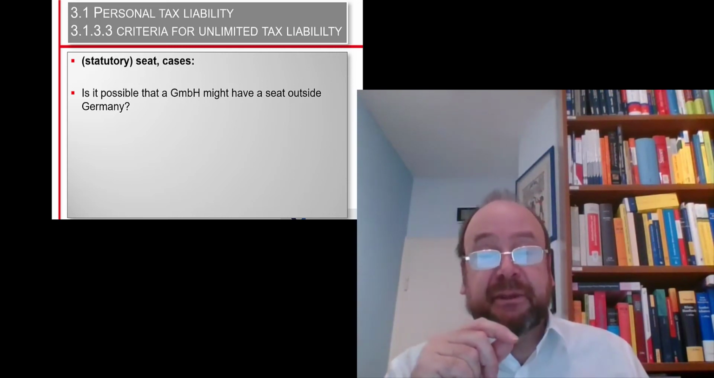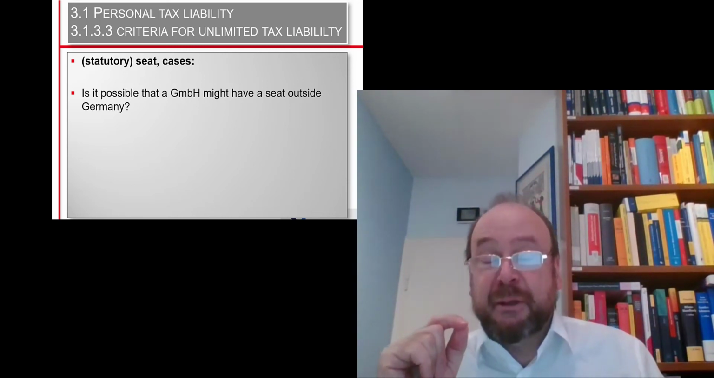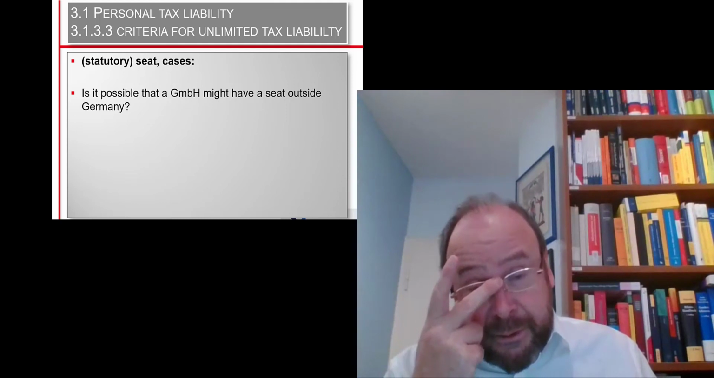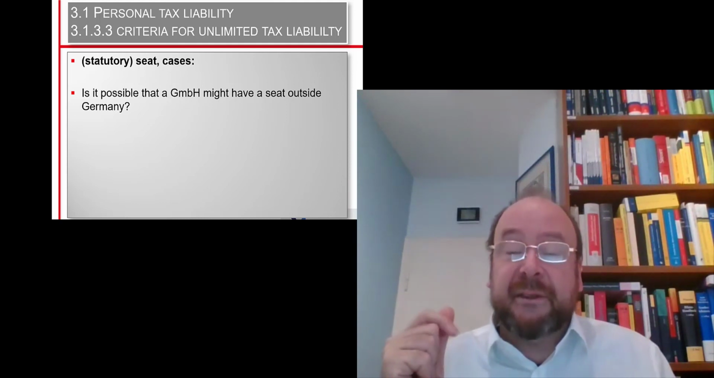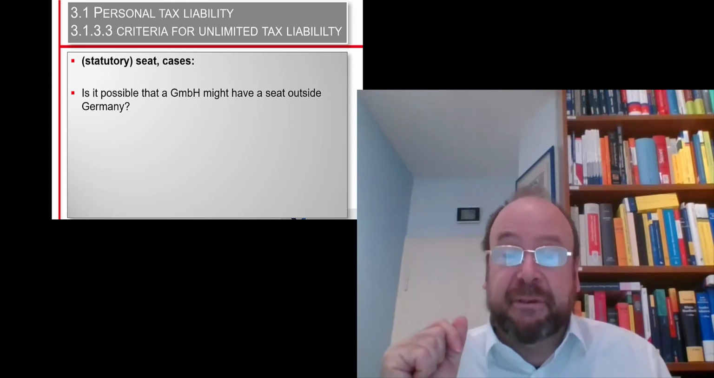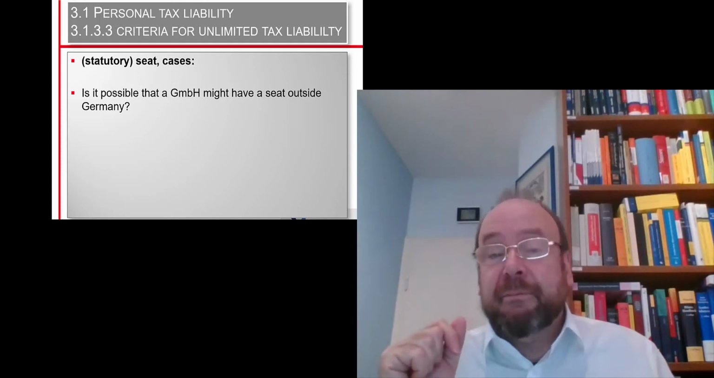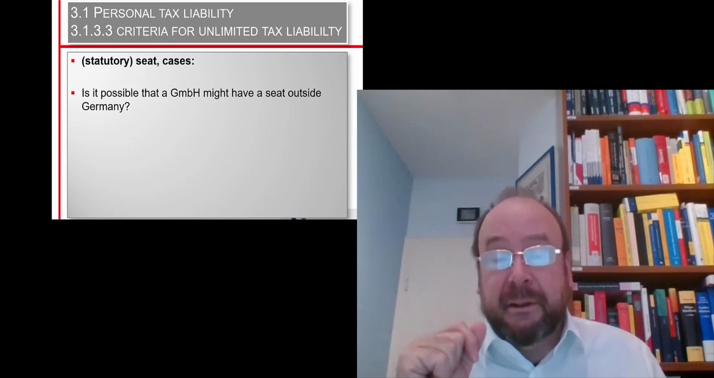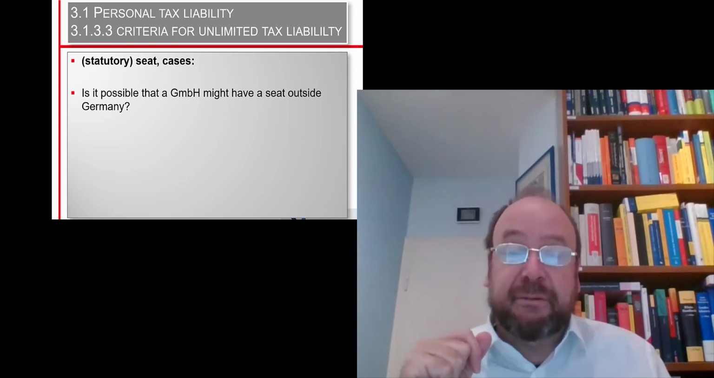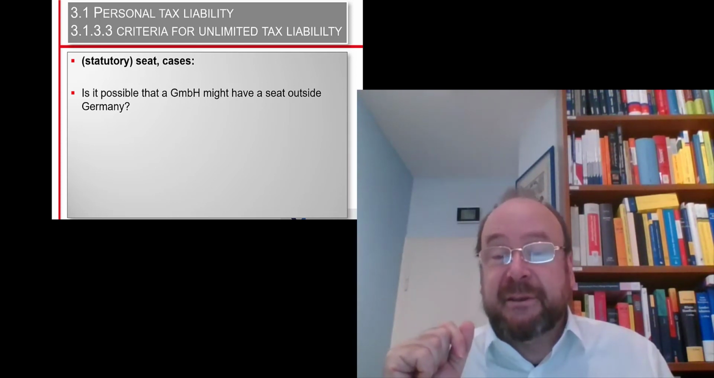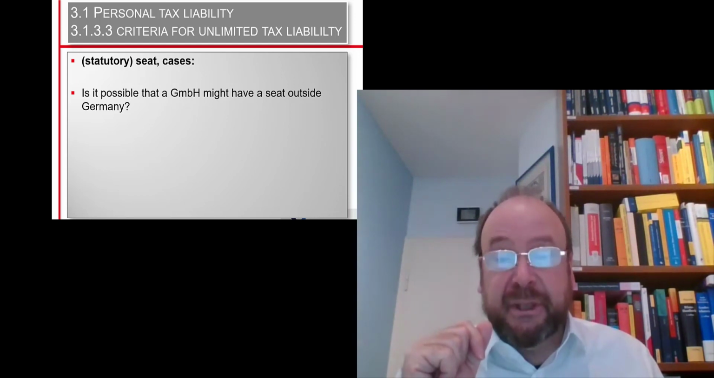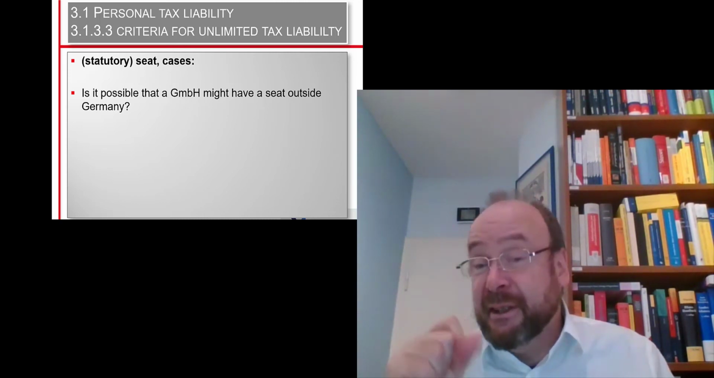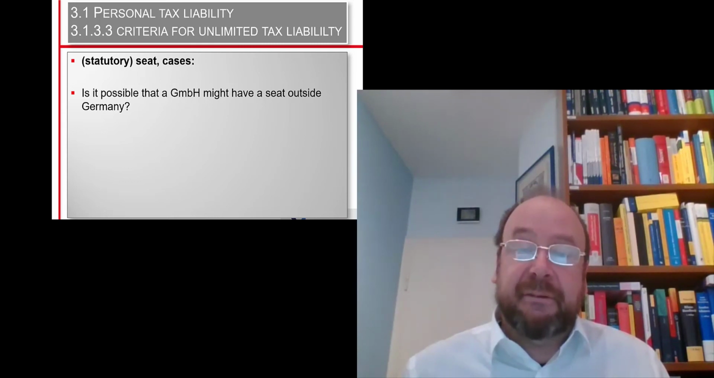Nice question. Is it possible that a GmbH might have a seat outside Germany? In principle, if it is a German GmbH, not. But, surprise, there is also another German-speaking country in the EU. That's Austria, and they also know the form of Gesellschaft mit beschränkter Haftung. And the Austrians are nice. They usually choose a slightly different abbreviation, GesmbH instead of GmbH, to signalize to others that this is not a German GmbH, but it can be that Austrian firms also use the GmbH abbreviation. In that case, you must look where they have their statutory seat.